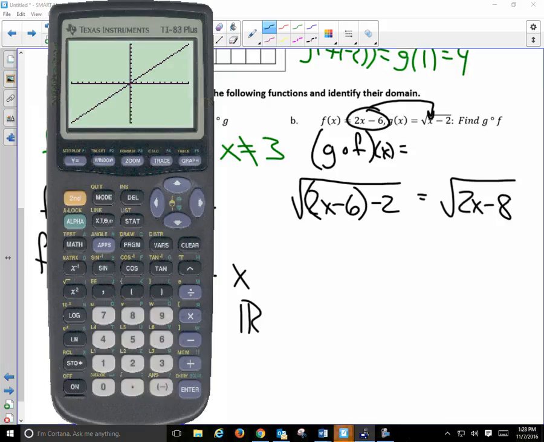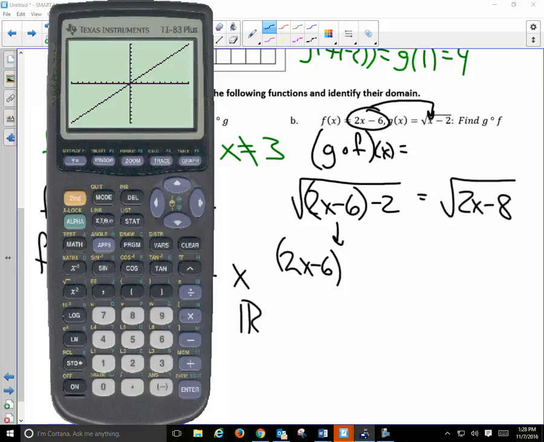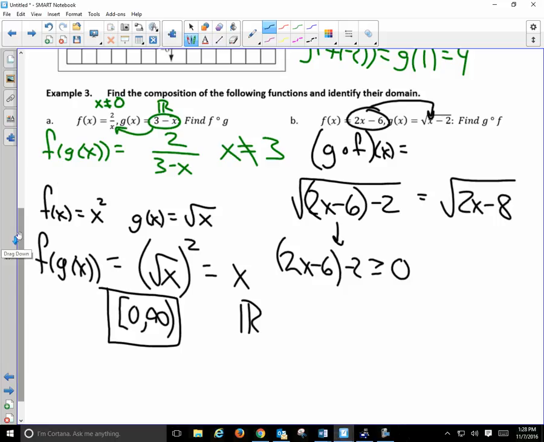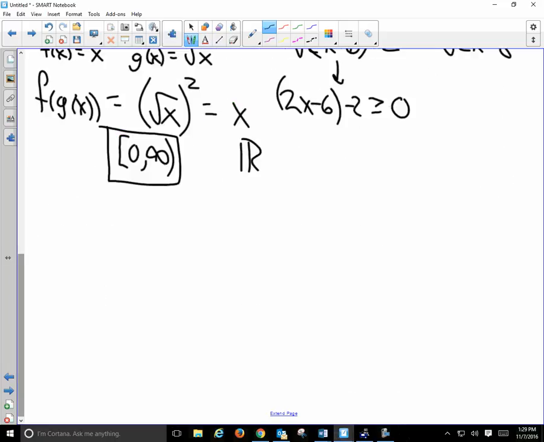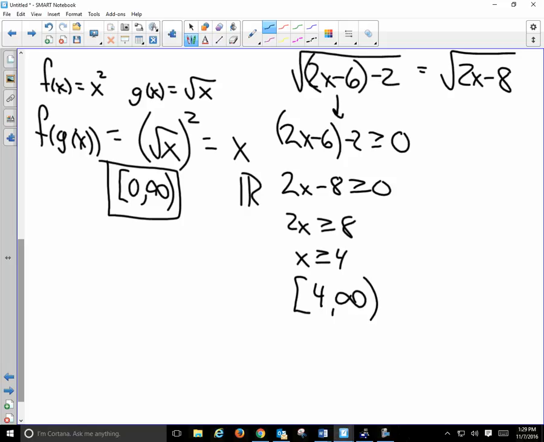Now, we should consider the domain before we simplify it. And it really doesn't make a difference in this example, but I just want you to understand that in some situations it does. And so, anytime you have a square root, you should take what is on the inside of the square root and set it greater than or equal to 0. You can see in this situation that you have 2x minus 8 then is greater than or equal to 0. So 2x is greater than or equal to 8, x greater than or equal to 4. So your domain is going to be from 4 to infinity.